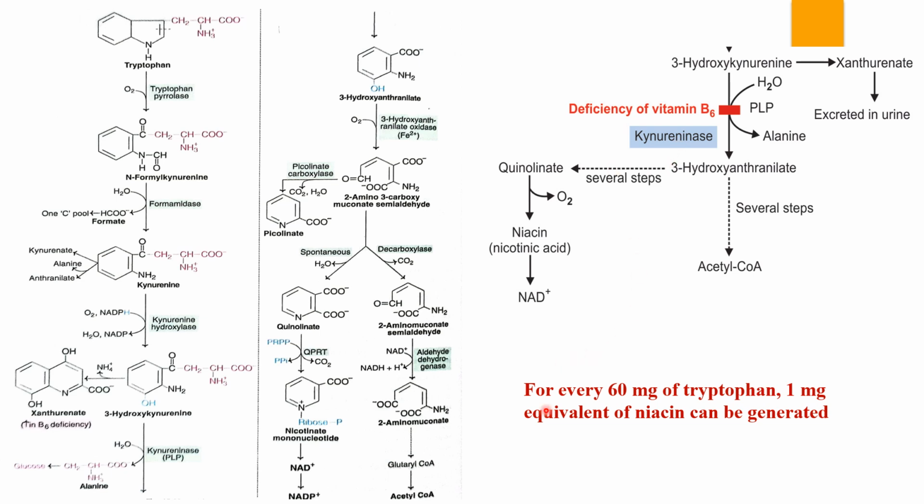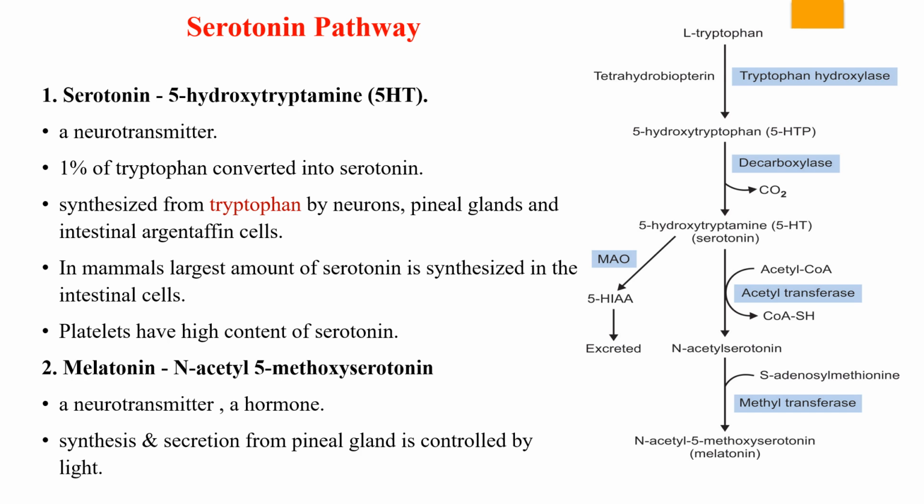So, one saying is that for every 60 milligrams of tryptophan, 1 milligram equivalent of niacin can be generated. So, in vivo synthesis of niacin is definitely a sacrifice of huge quantities of tryptophan, meaning 60 milligram equivalents are going to be converted into only 1 milligram equivalent of niacin. Moving on to the next pathway, that is the serotonin pathway.